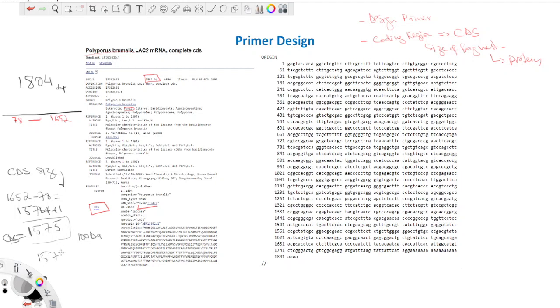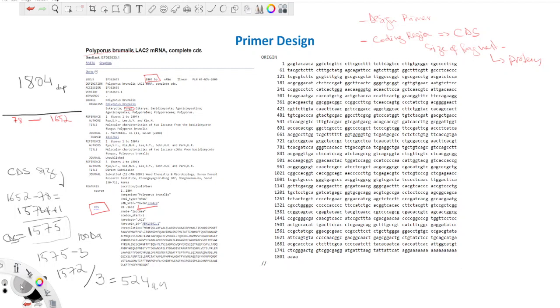So 1575 minus 3, because of our stop codon. You remove the stop codon here, and what you are going to end up with is 1575 minus 3, which gives you 1572. Then you divide this by 3 to get the number of amino acids present. Once I divide it by 3, I have 524 amino acids.